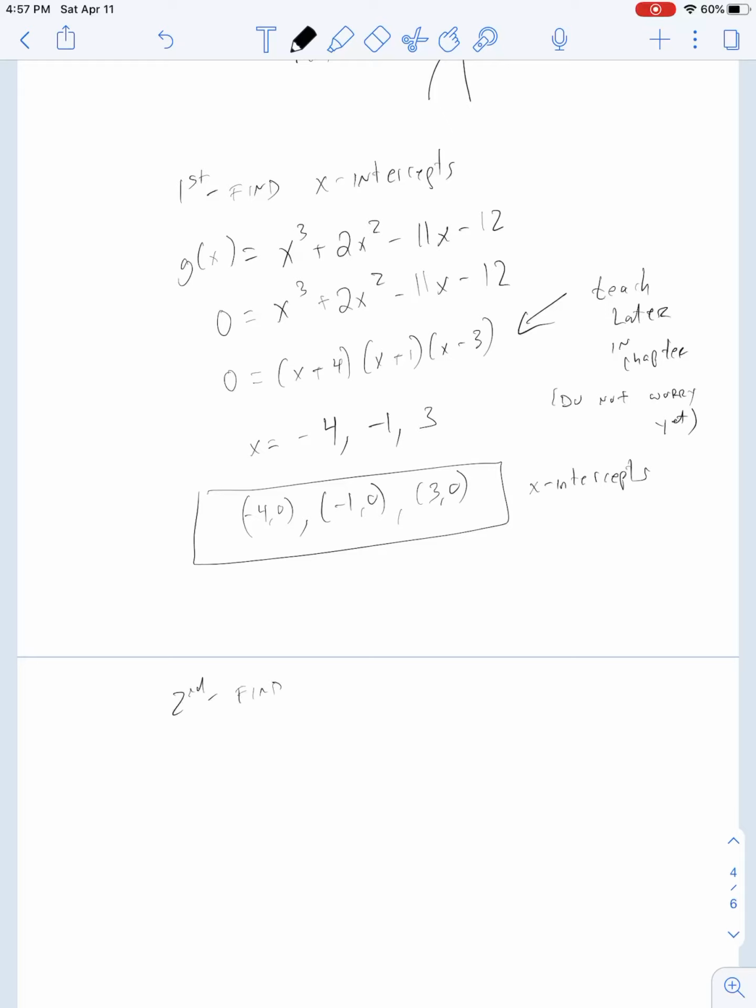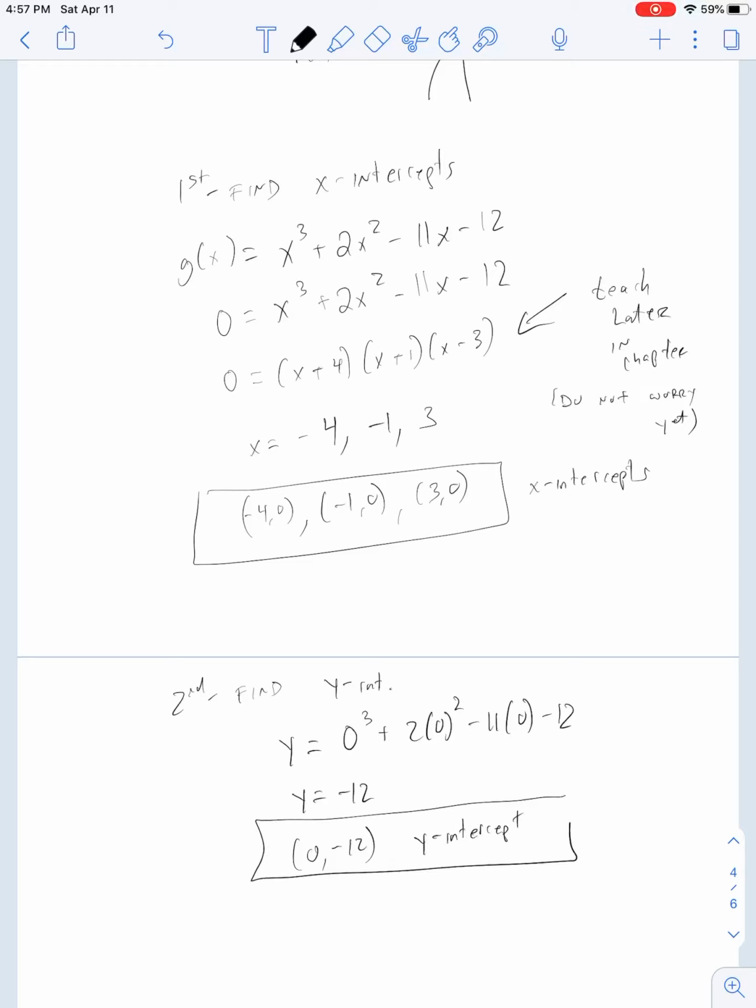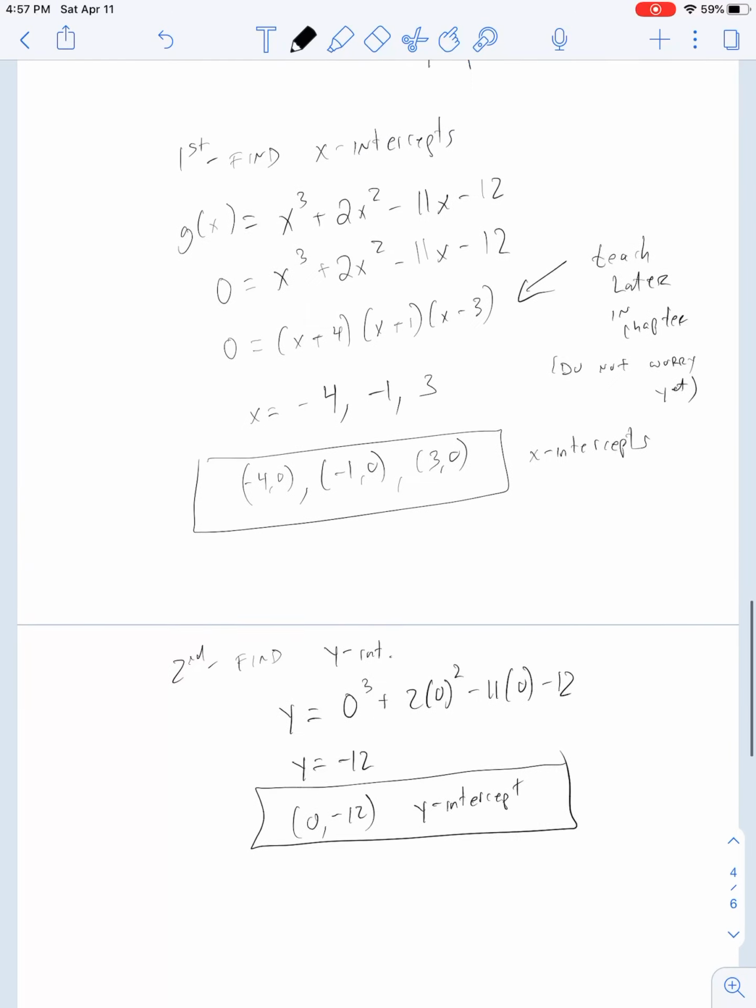Okay, so now we'd find our y-intercept, right? So this time we get y equals 0 to the third plus 2 times 0 squared minus 11 times 0 minus 12. Our y here is negative 12, so we get 0, negative 12 as our y-intercept.